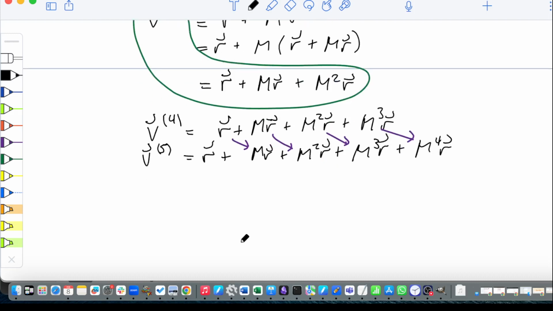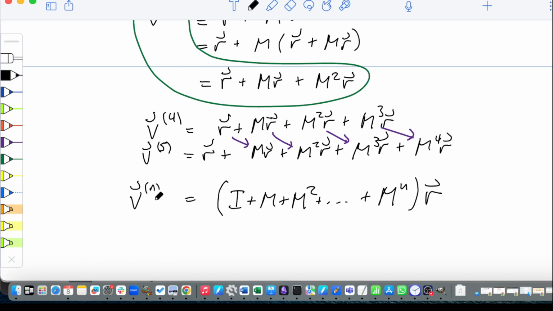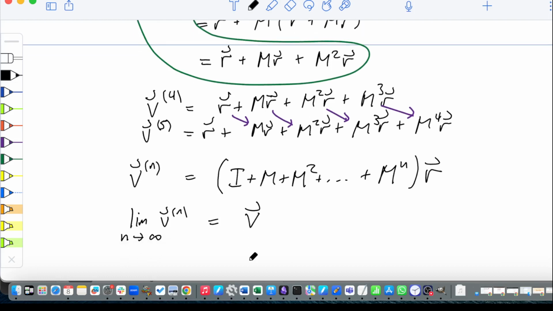So this is our formula. I think we wrote it like this: I plus M plus M squared plus dot dot dot plus M to the n, all times R. This is what we wrote for Vn. And earlier in the course we said if you take the limit as n goes to infinity of Vn, you get the value vector V at any time. And this is how we did it in lab 1. This is how we calculated the rewards.